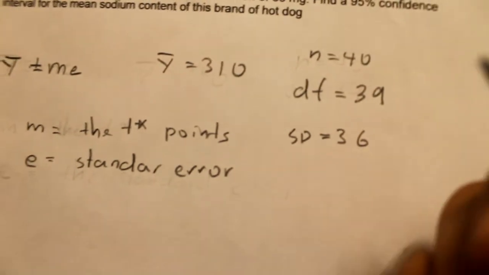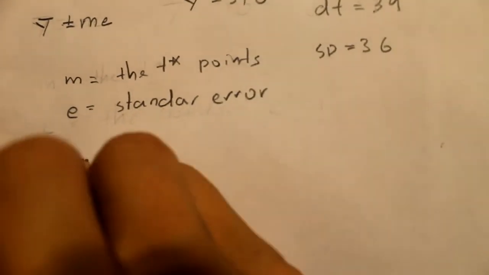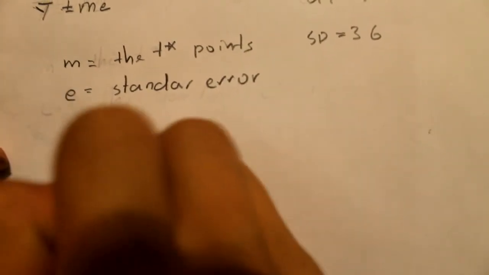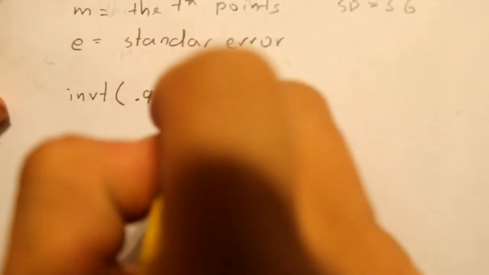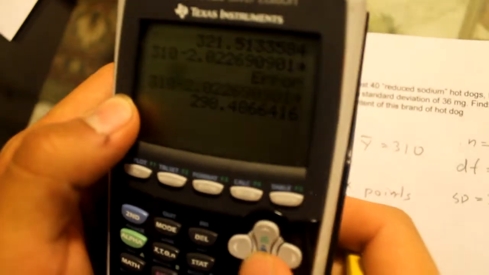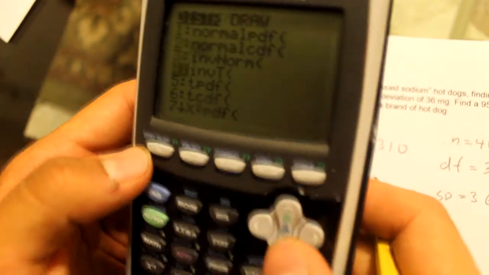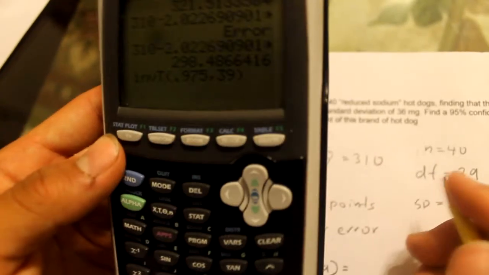First, we can find M using inverse t. We enter inverse t 0.975, the corresponding percentile rank for 5%, and the degree of freedom of 39, which gives us 2.022690901.